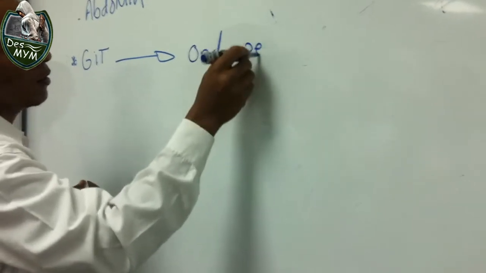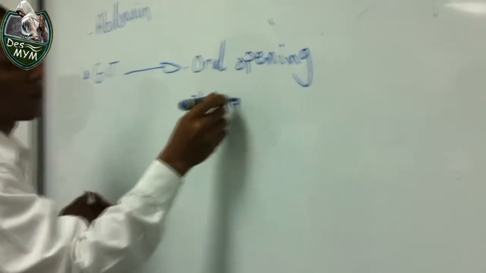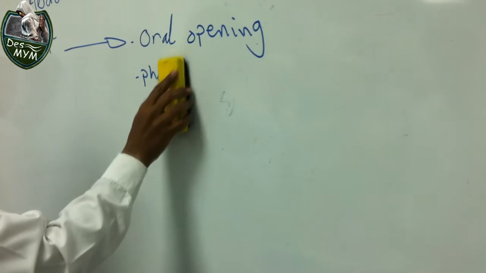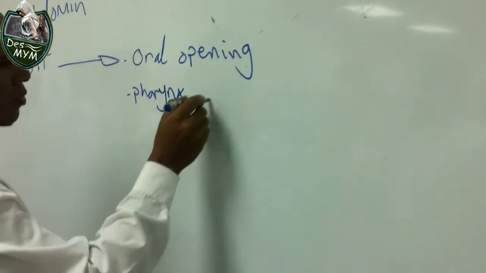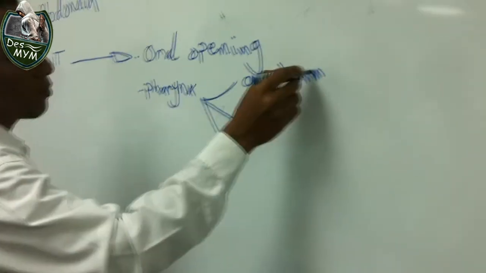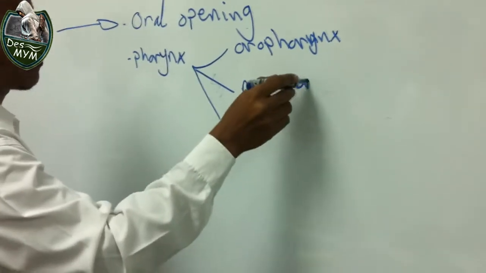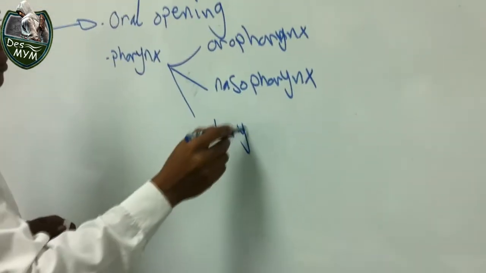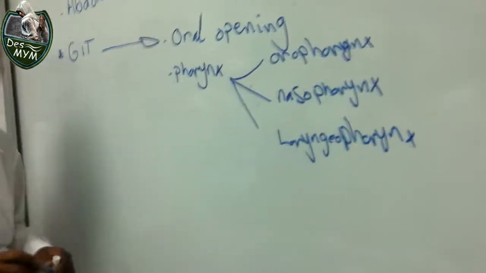oral opening, pharynx. The pharynx consists of three parts: oropharynx, nasopharynx, and laryngopharynx. These are the three parts of the pharynx.